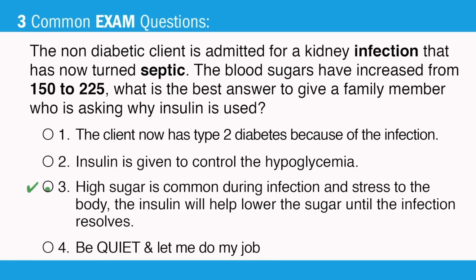Guys, yes, option 3 is the best option. Super high sugars, we want to land like a plane, slow and steady. We don't want to crash into that hypoglycemia, that low sugar with low brain function. Now, if you chose option number 4, you nasty.